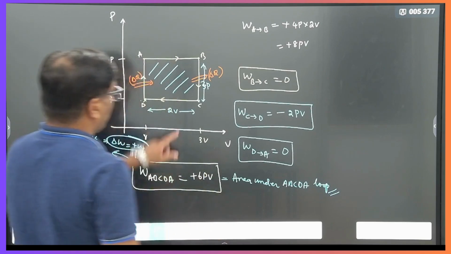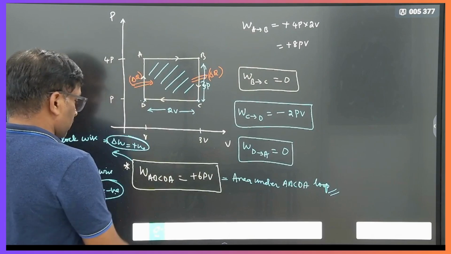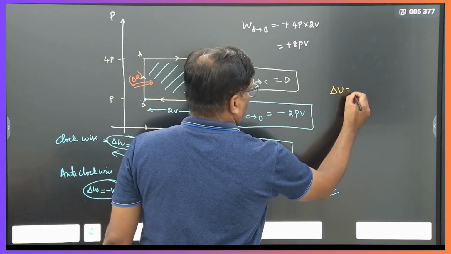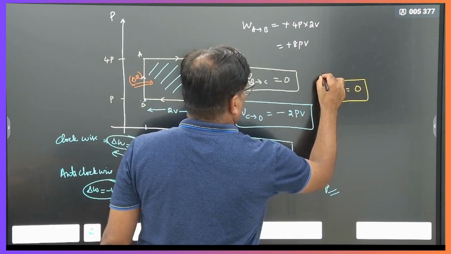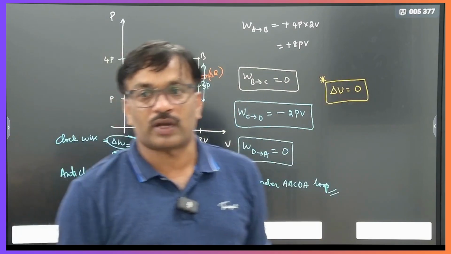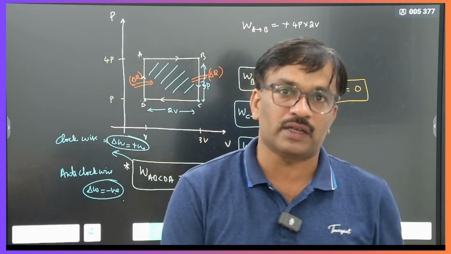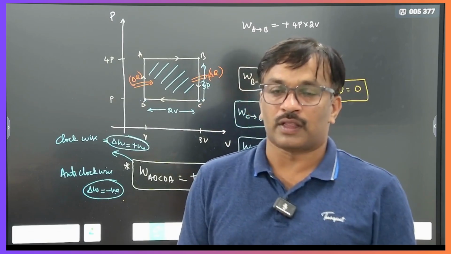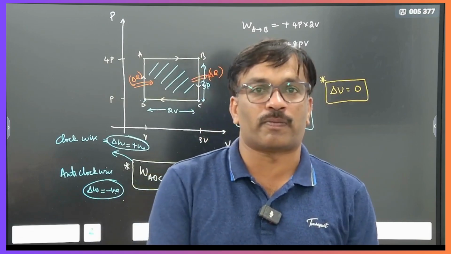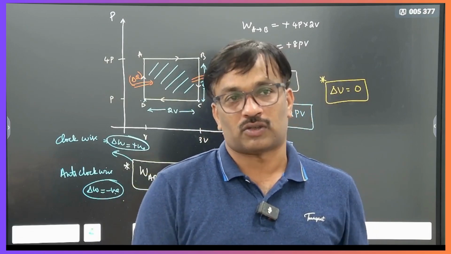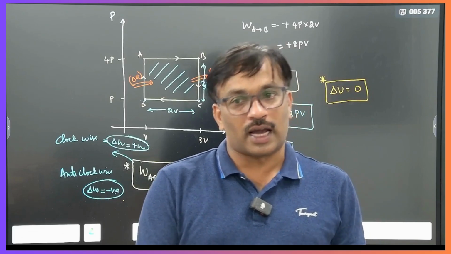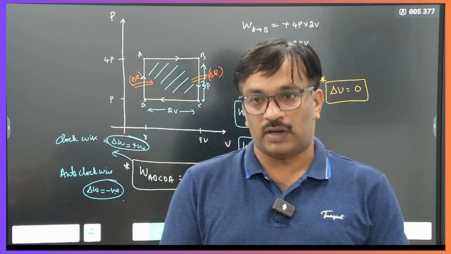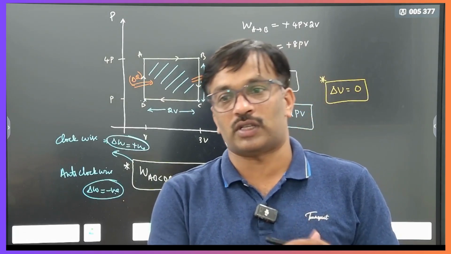Can you tell me what will be the change in internal energy in this one? Change in internal energy for the complete cycle will be 0. In this way, you can calculate the work done in different scenarios. Clear? Now these are the basics related to thermodynamics. We'll do one more part on different processes, like isothermal process, adiabatic process, isobaric process, isochoric process. These are all the processes in the next part, and afterwards we'll do numerical questions related to thermodynamics.